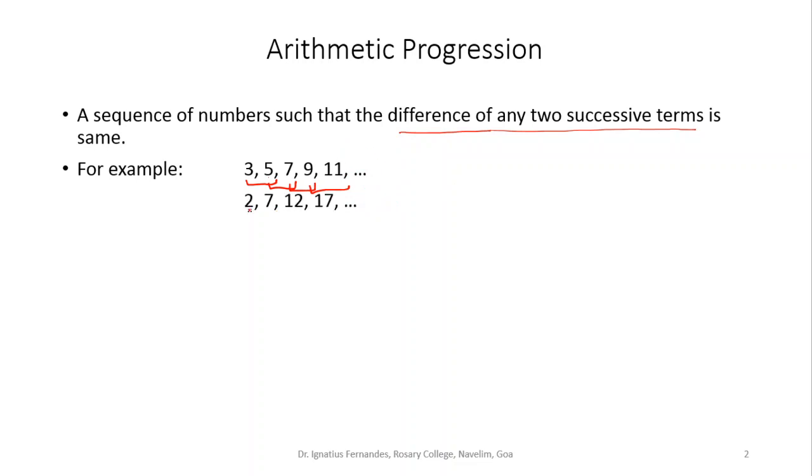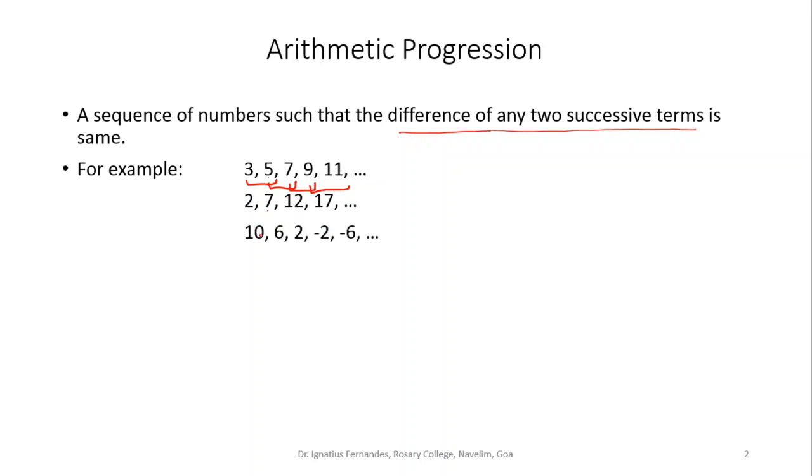The same, if you consider 2, 7, 12, 17. If you consider the difference between any two consecutive terms, 2 and 7, the difference is 5, 7 minus 2. The same way, 7 and 12, 12 minus 7 is 5, 17 minus 12 is 5, and so on. So this is an arithmetic progression wherein the difference between any two consecutive terms is 5. This is also an example of an arithmetic progression.